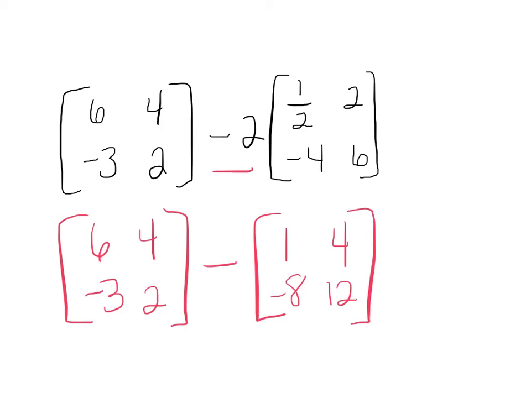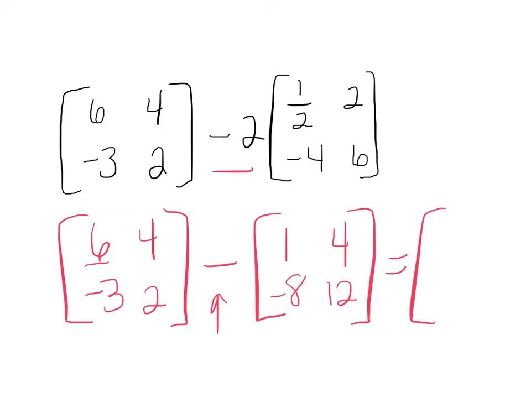Now we could have multiplied by a -2 or a +2. In this case I just multiplied by 2, so I kept my sign. But if you would have multiplied by a -2, you would have changed this to addition, and then all these signs would have changed. Okay. Now we can just subtract our two matrices.